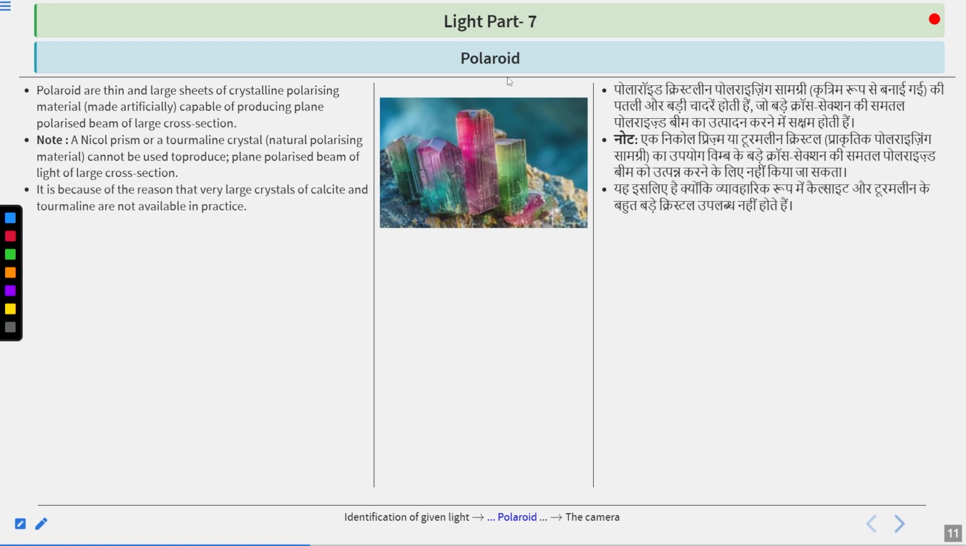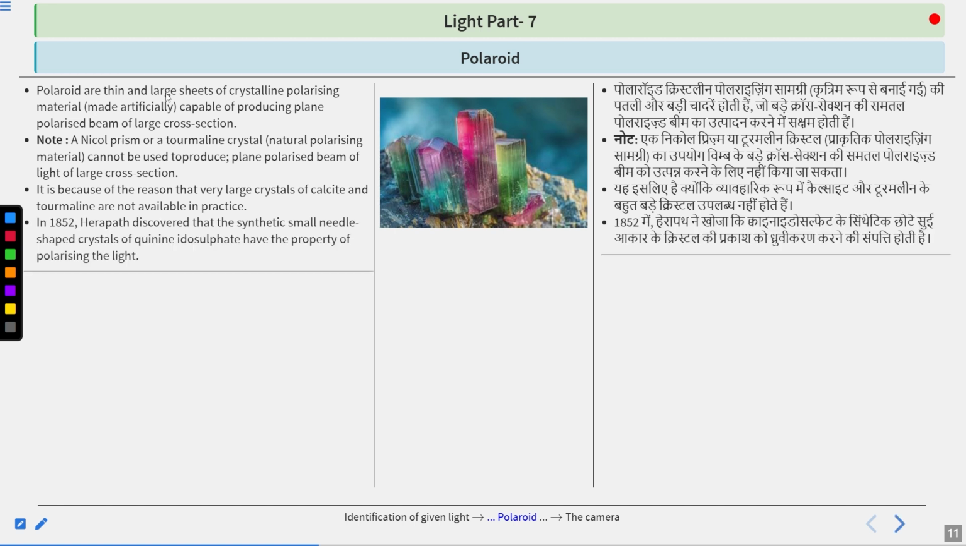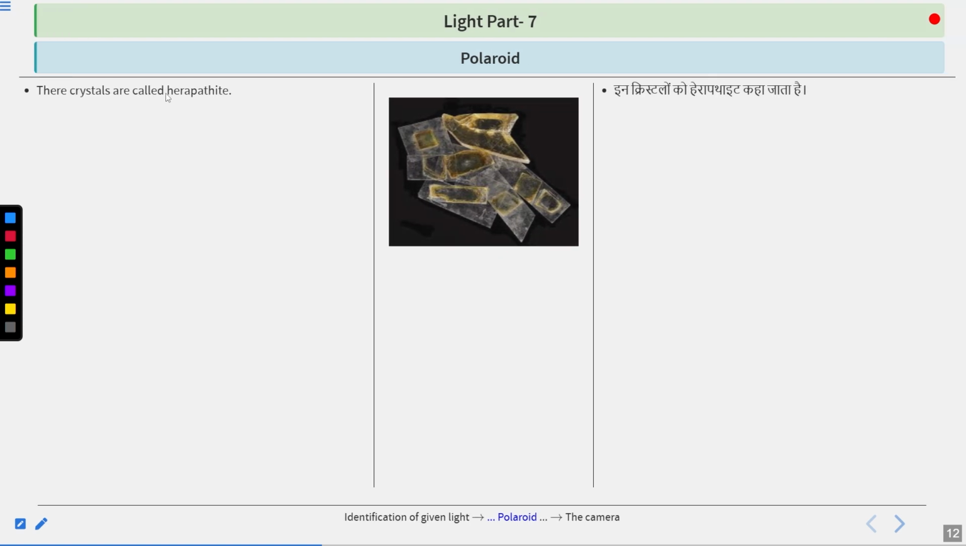Why? It is because very large crystals of calcite and tourmaline are not available in practice. That's why it is not possible. They are only the artificially made, thin and large sheets. In 1852, Herapath discovered that the synthetic small needle-shaped crystals of quinine iodosulphate have the property of polarizing light. These crystals are called herapathite.